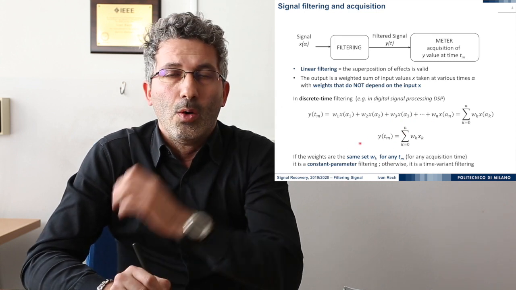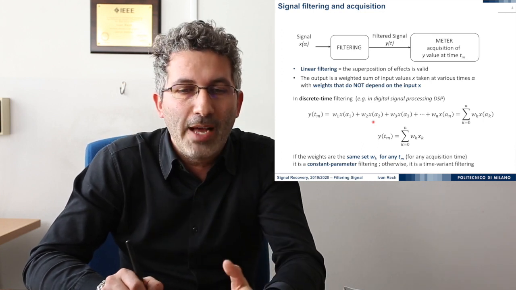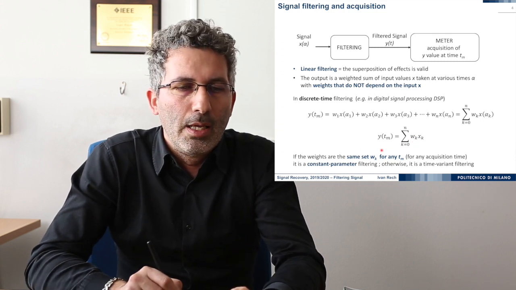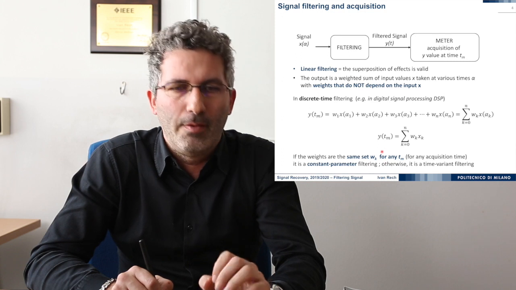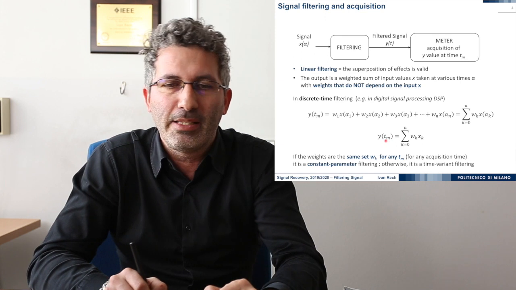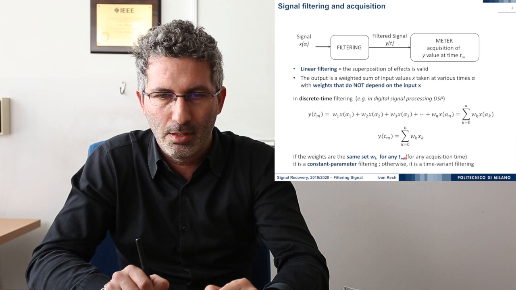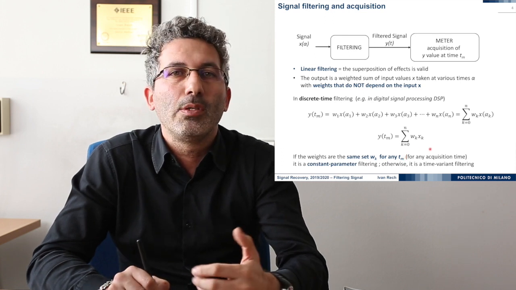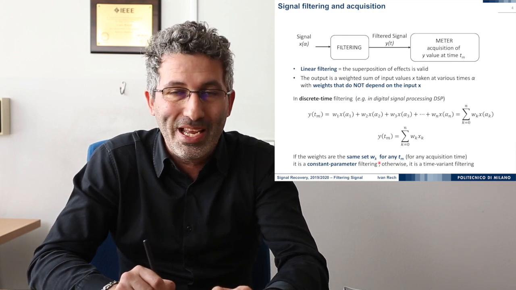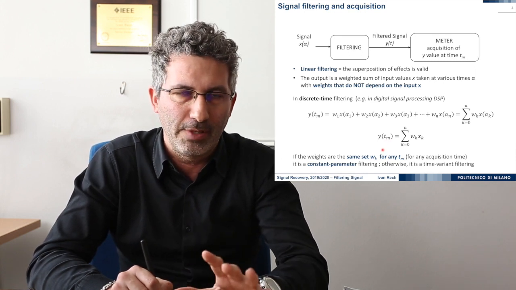So we can distinguish different scenarios depending on the value of the weighting value W. If the weights WK are the same for any Tm, for any acquisition time, I'm speaking about constant parameter filtering. If I change the weight as a function of Tm, we are speaking about a non-constant parameter filter.